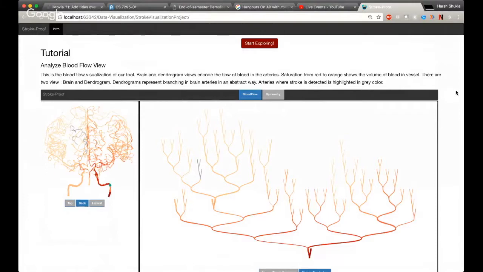Hello everybody, welcome to our video demonstration for our project Stroke Proof, a visualization based stroke detecting technique. This is our landing page. This is where our users are going to land up.